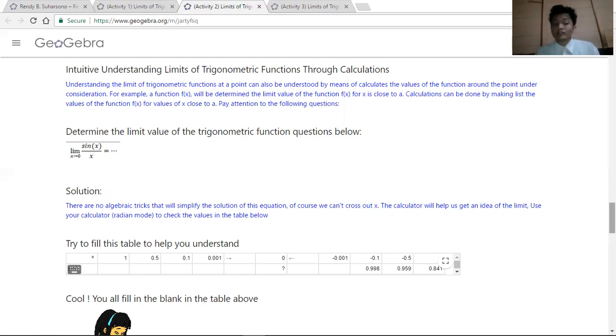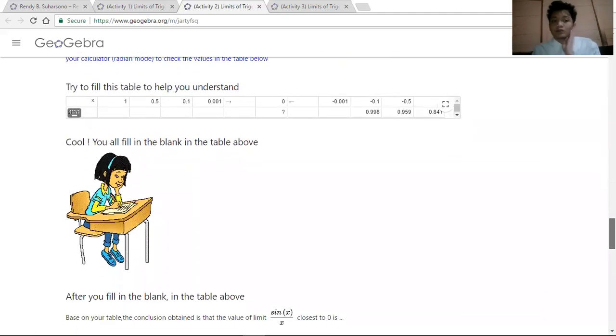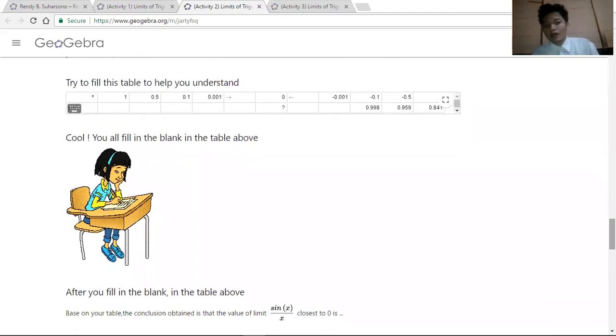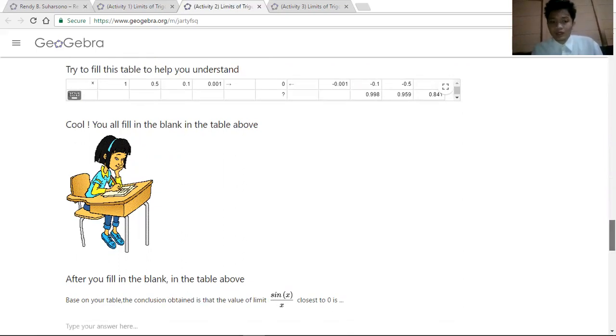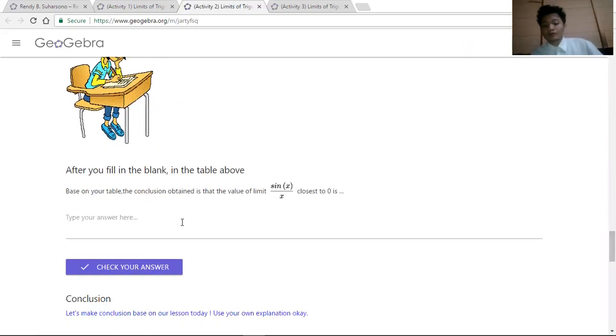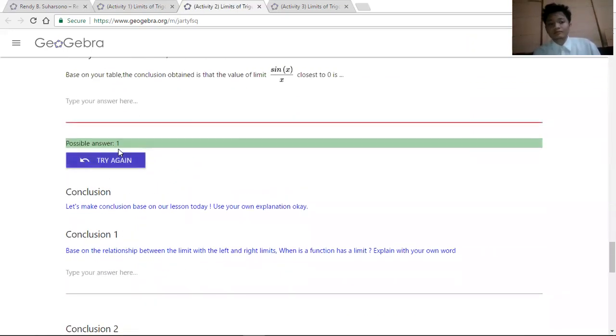Use your calculator in radian mode to check the values of the table below. Try to fill this table to help you understand. After you fill in the blanks in the table above, based on your table, the conclusion is that the value of the limit of sin x over x as x approaches 0 is 1.